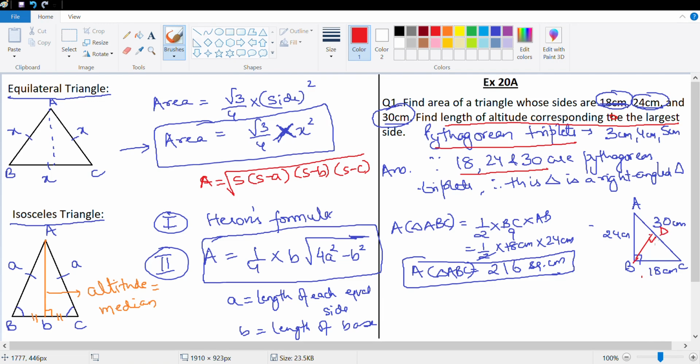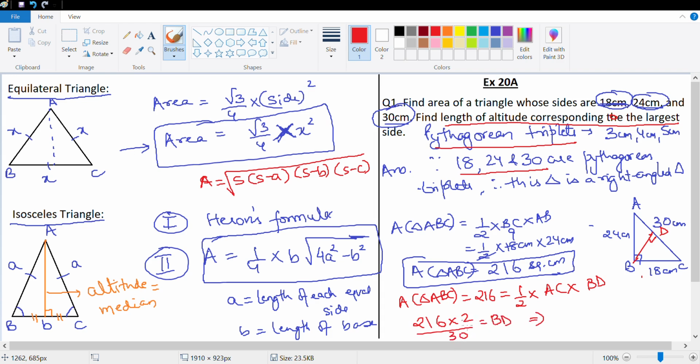Now I know that the area of the triangle remains the same whether I take the altitude as AB or I take the altitude as AD. So area of triangle ABC is equal to 216, which is equal to half. Now in this case I am taking the base as AC and the height as BD. So 216 multiplied with 2 upon AC, and the value of AC is 30, will be equal to BD.